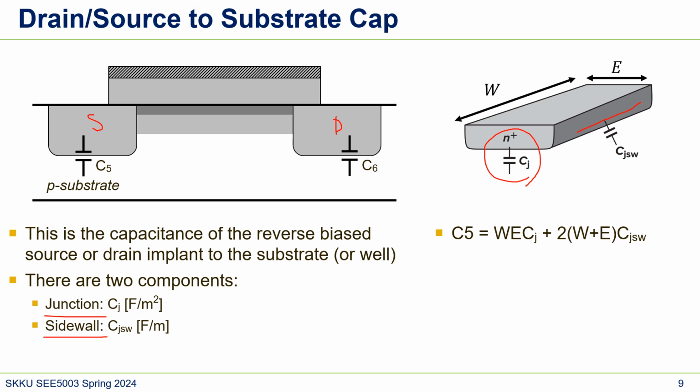So for example, when we calculate it, this is kind of important. See junction. Junction is, I said, the bottom part, right? So we make this area W times E and then C junction, and then also we have to consider the sidewall. And how many sidewalls are there? Total four sidewalls. So W plus E times 2 and then C sidewall.